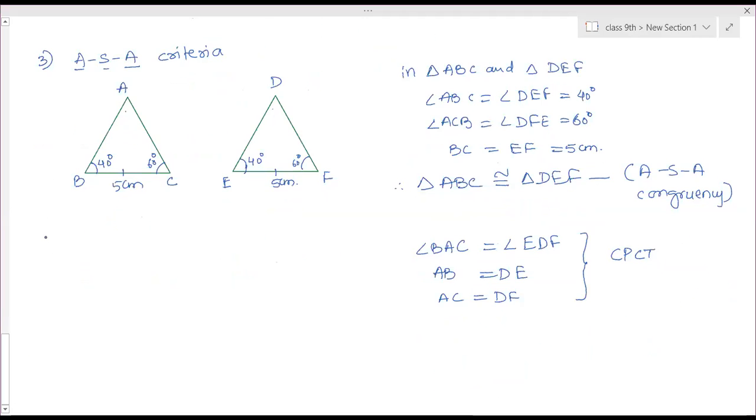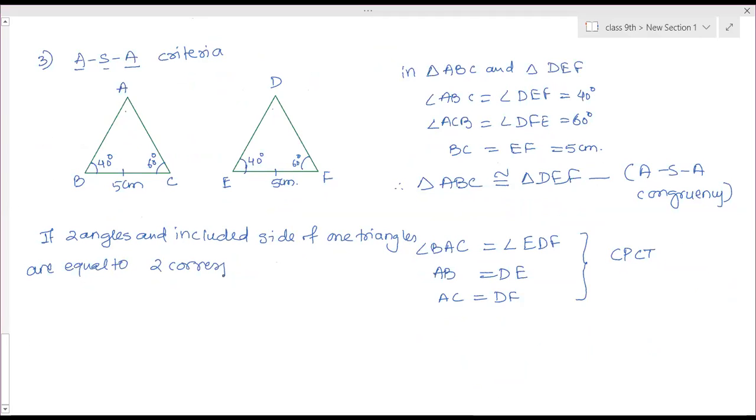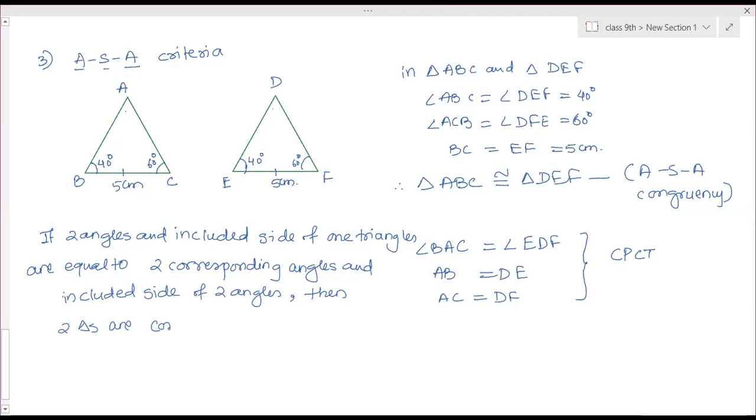So therefore, what is the rule? If two angles and the included side of one triangle are equal to the two corresponding angles and the included side of the other triangle, then the two triangles are congruent by ASA criteria.